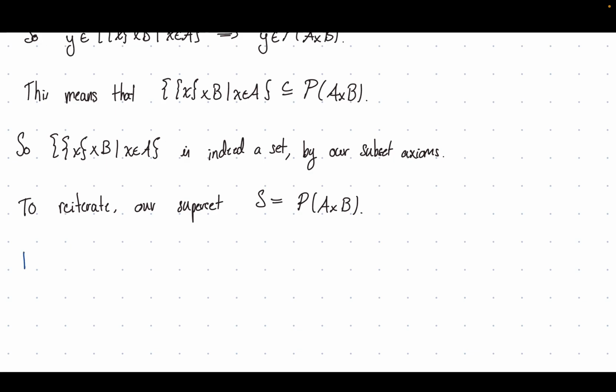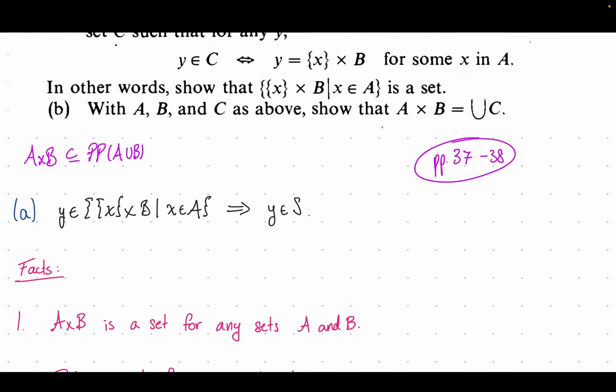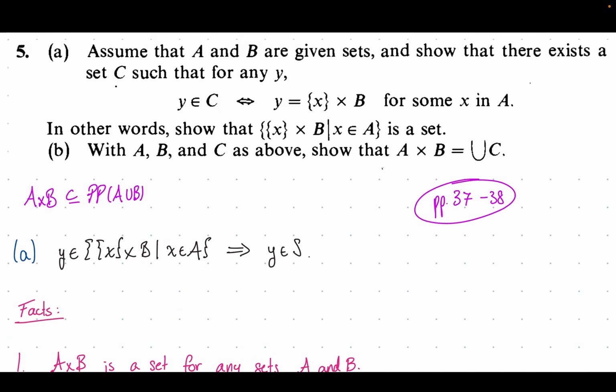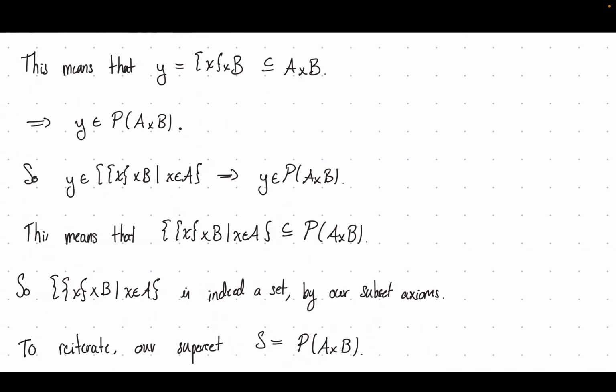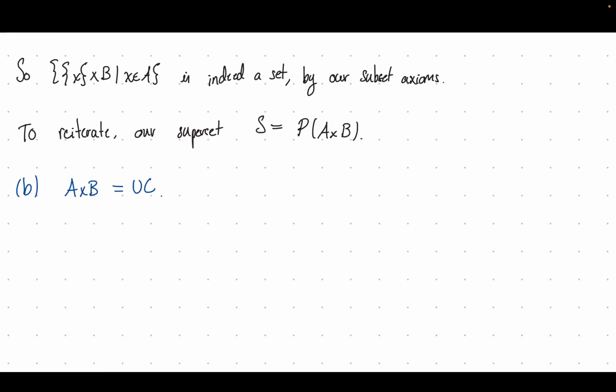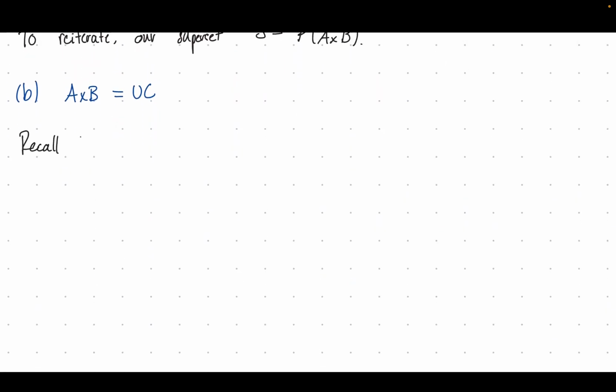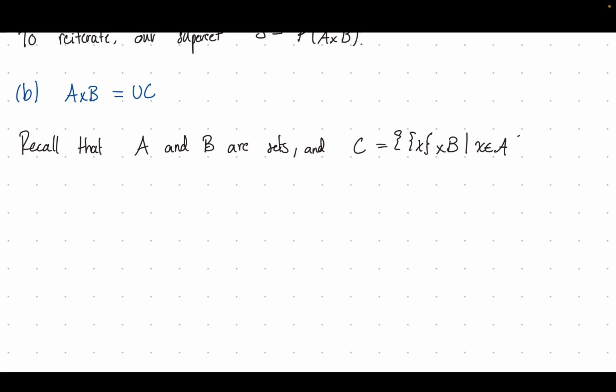And now for part B, we want to show that with these sets being as we've just shown them, the power set of A cross B is equal to the union of C. Oh right, we could have just called this set C the whole time. I did not notice that, but I'm too far deep in this video. So recall that A and B are sets, big A and big B, and C is equal to the set of cross products of the set containing x cross B such that x is in A.